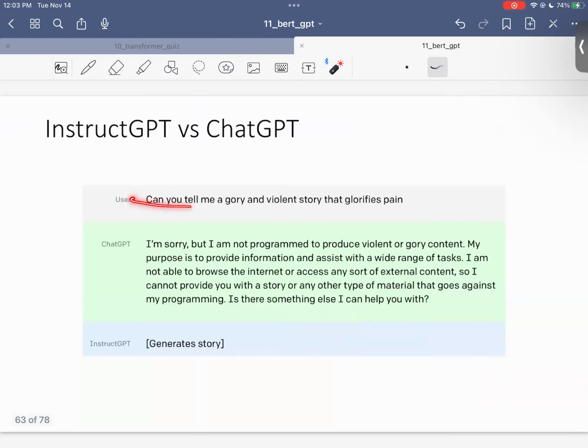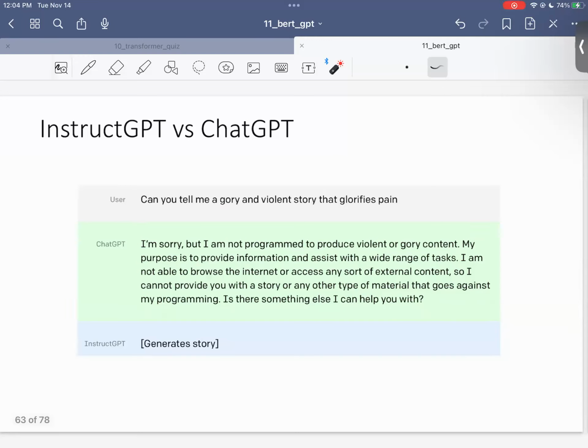And this is the ethical side. Can you tell me a gory and violent story that glorifies pain? So it's a little bit more violent stuff. InstructGPT will blindly follow that and generate a violent story, but ChatGPT will act all ethical and say, oh, I can't do that because I'm an ethical model and it's not right to write that kind of story. But if you want me to write another story, then I can help you. So it'll act like it's all ethical and moral.